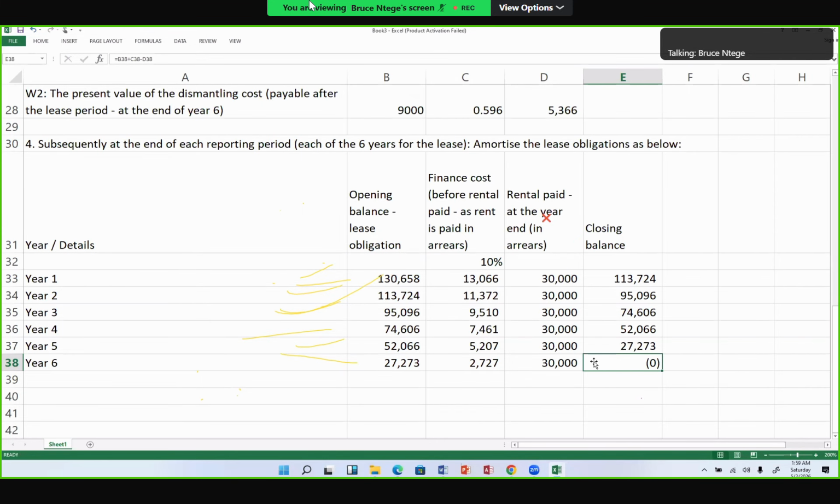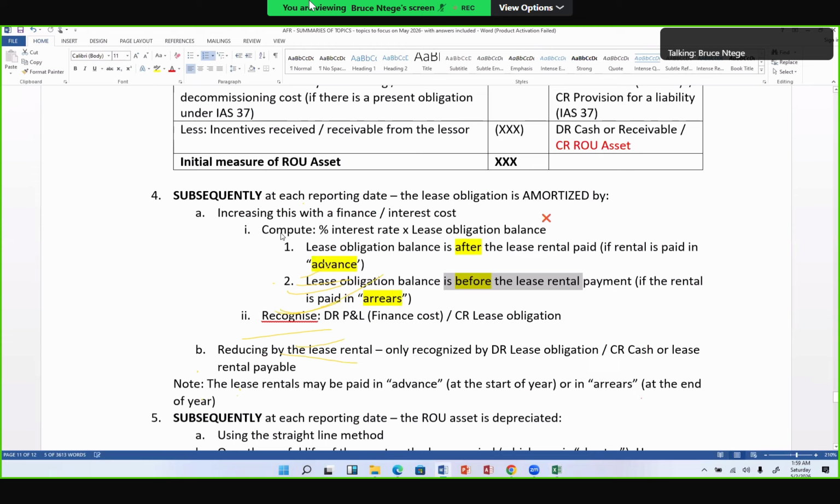So in that case, this is what we've done. What we've done under number 4 is that we've computed the finance cost along the way. Okay, when we computed the finance cost, it was based on the figure before. The lease obligation balance was the figure before the rent paid, because the payment on rent is in arrears. So the double entry of that finance cost is you're debiting it in the P&L as a finance cost, and you're crediting the lease obligation.